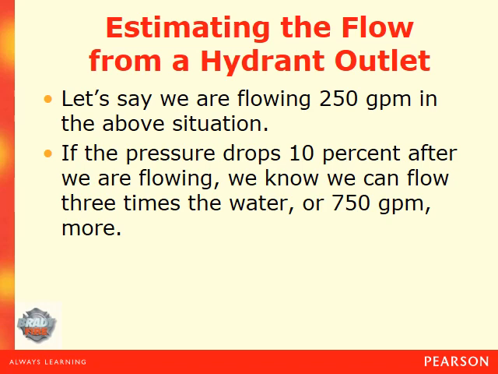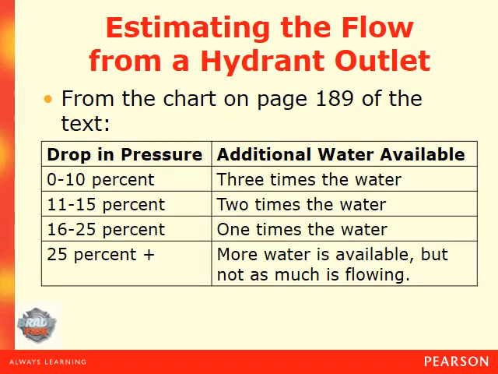So let's say we are flowing 250 gallons per minute in the above situation. If the pressure drops 10% after we are flowing, we know we can flow 3 times the amount of water, or 750 gallons more. We get this from this chart here, and this is located on page 189.